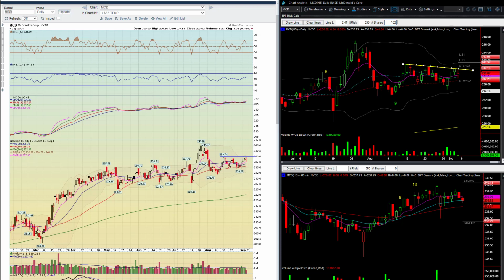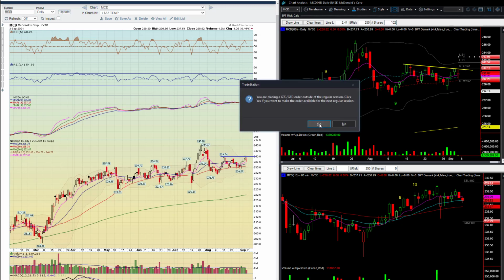So it says we could buy 102 shares, which it placed the order for. Like I said, in the future I'm going to have this round, so that would round to 100 shares instead of 102. Here's my sell stop, here's my buy stop, and here's some targets, which I'd make a little bit wider.